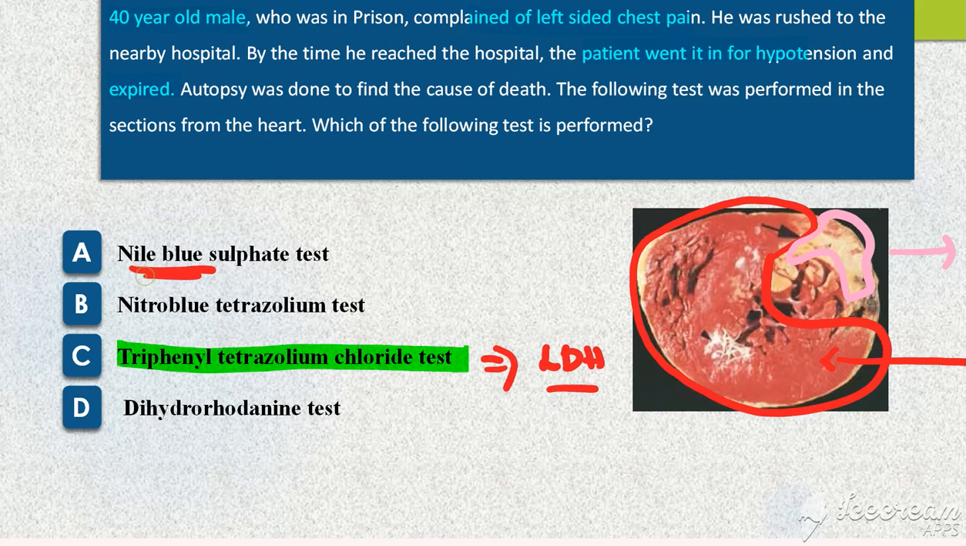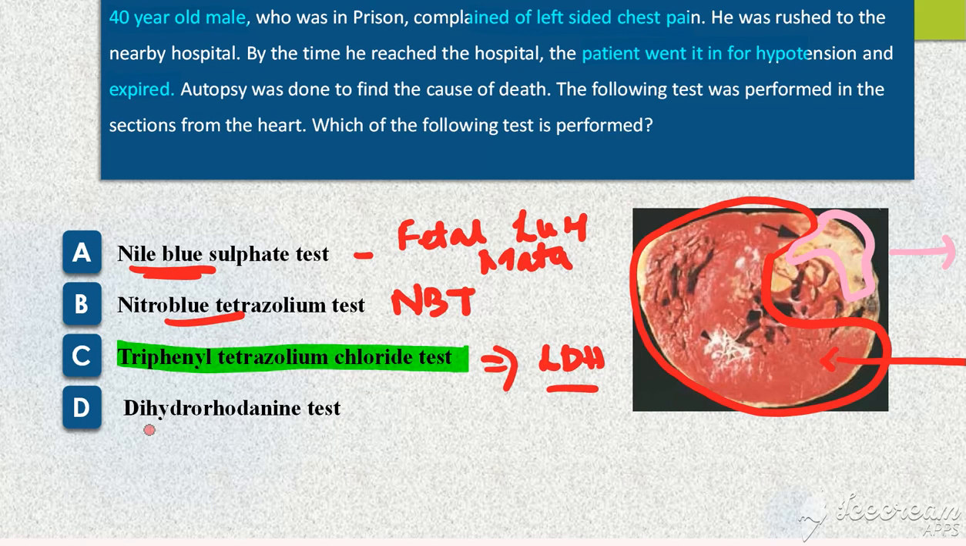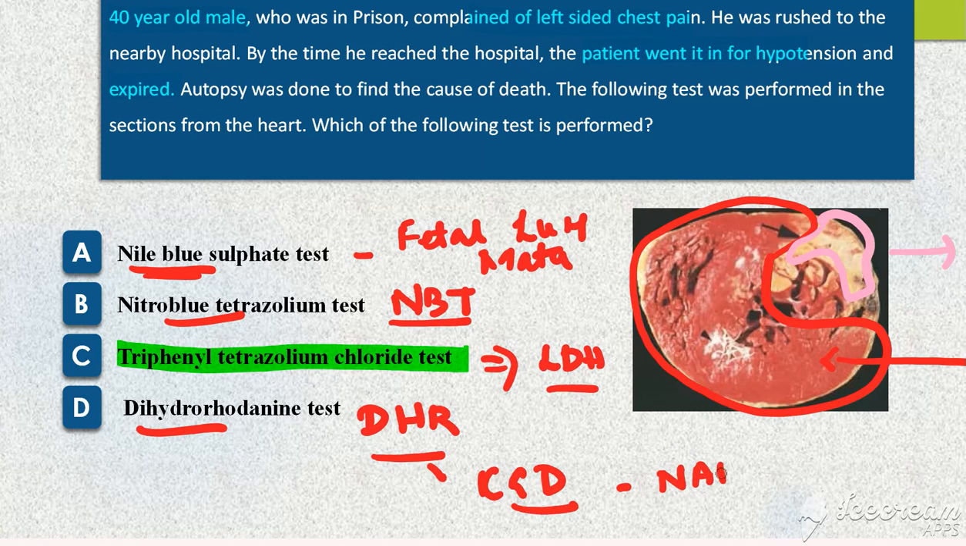So what about the other tests? What about the Nile blue sulfate test? It is used to assess fetal lung maturity. What about the NBT test, nitroblue tetrazolium test, and dihydrorhodamine test? Where have you heard about these two tests? These are used in chronic granulomatous disease. Chronic granulomatous disease is due to NADPH oxidase deficiency. So don't get confused between options B and C. The NBT test is used in chronic granulomatous disease.